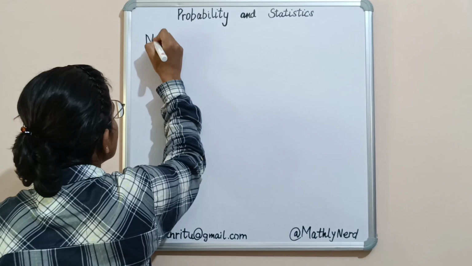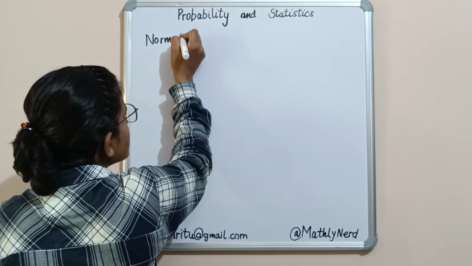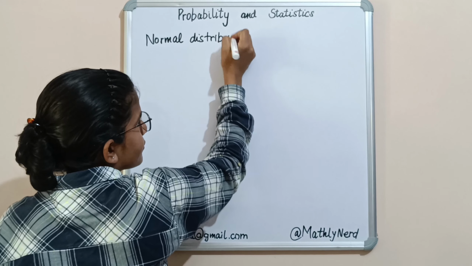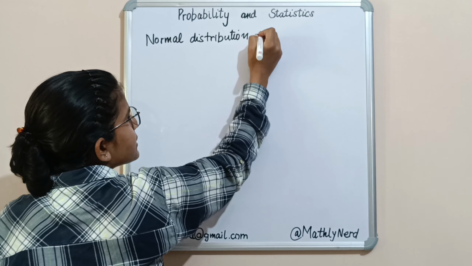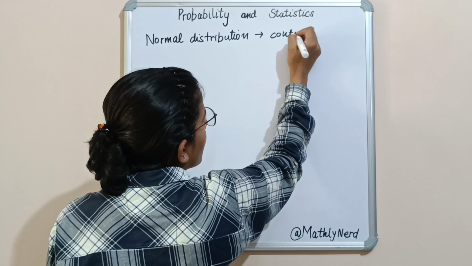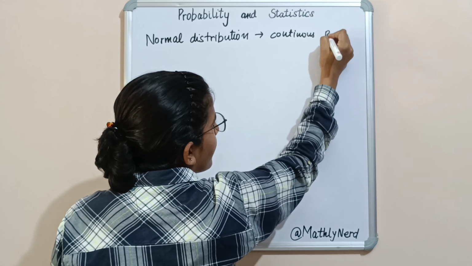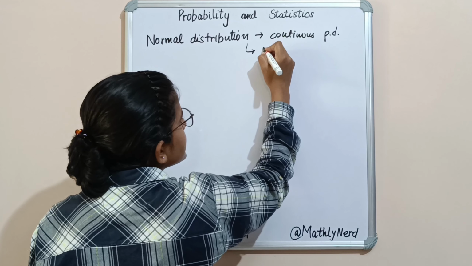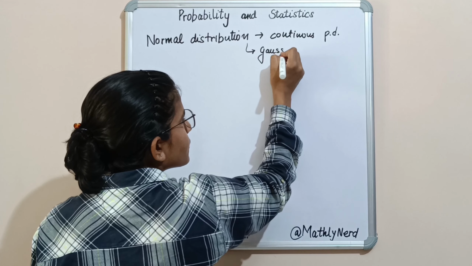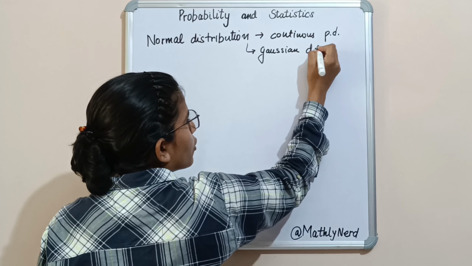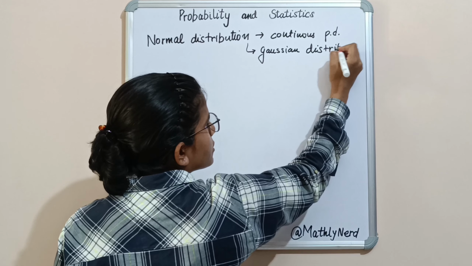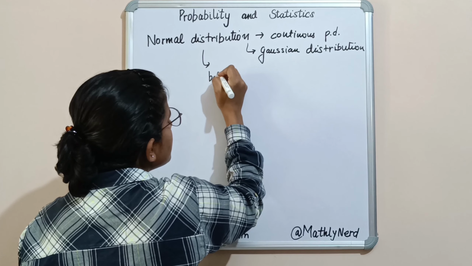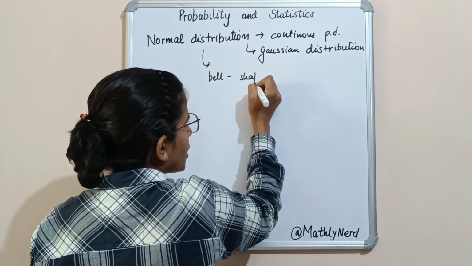Normal distribution. This is a continuous probability distribution. Next thing is, this is also called Gaussian distribution. This has a bell-shaped curve.